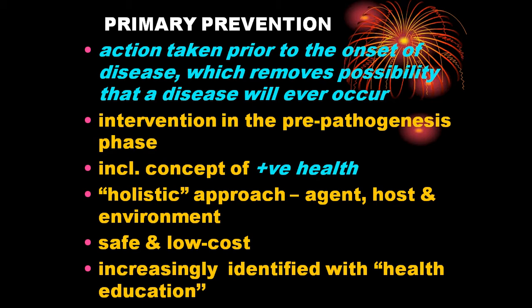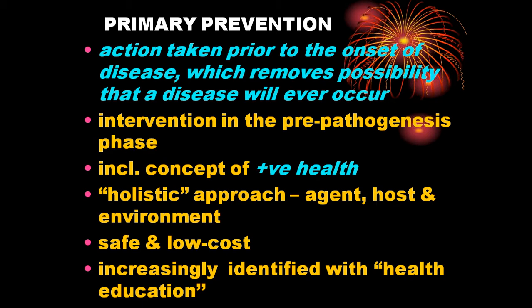Action taken prior to onset of disease. We know that the coronavirus is here. So therefore, what we do is we wash our hands, we wear a mask, and we maintain distance. Therefore, we are taking primary prevention prior to onset of the disease, and that removes the possibility that a disease will ever occur. It is included in the concept of positive health, and it's a holistic approach where agent, host, and environment all are controlled.